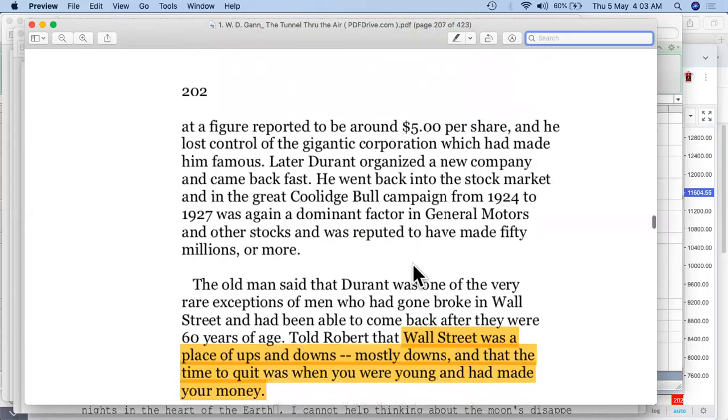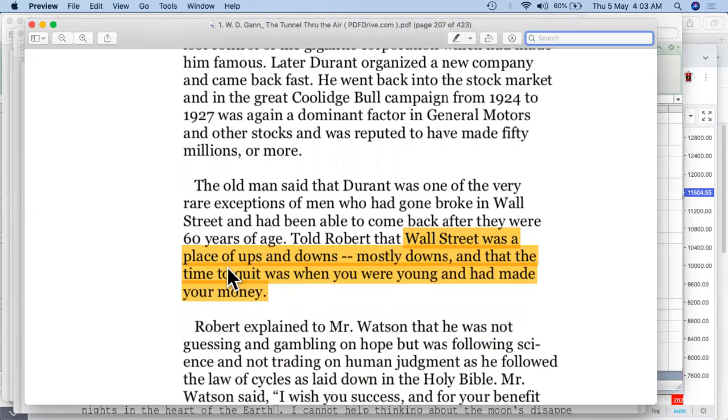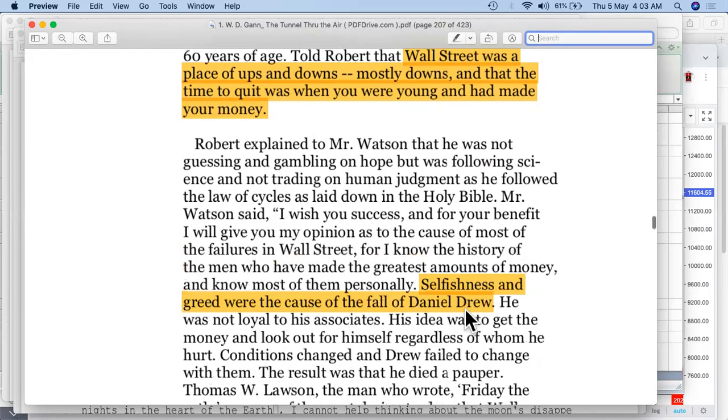He talked about Wall Street being a place of ups and downs, mostly downs, and that the time to quit was when you were young and have made your money. So it is always best that once you have made your money, quickly get out of the trade. This is what he is trying to say.